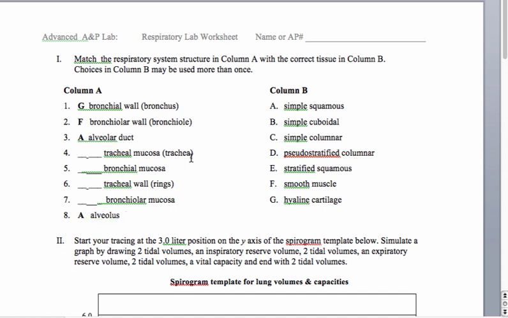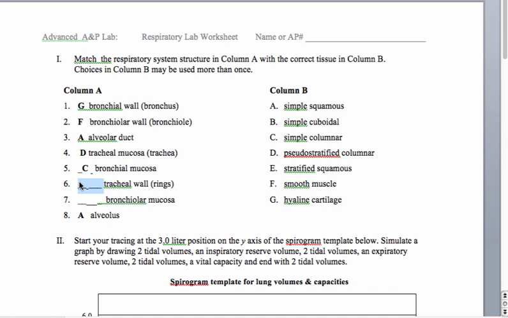The tracheal mucosa, so the lining of the inside of the trachea, this is our pseudostratified columnar, right? And what else is on there? Remember we have cilia as well. The mucosa of the bronchus, what's that? Remember that's going to be our simple columnar. Some of it might be pseudostratified, but most of it's going to be simple columnar.